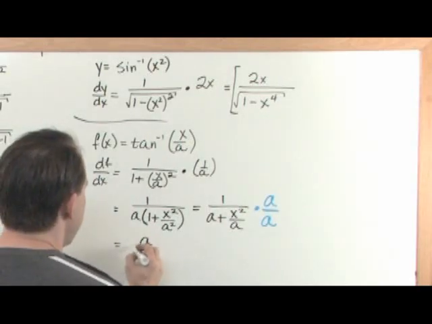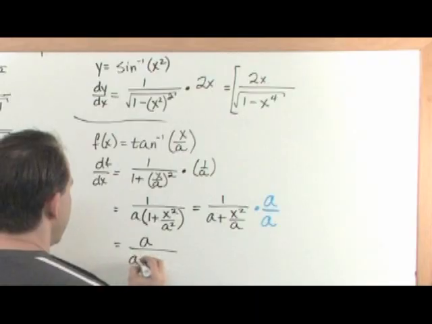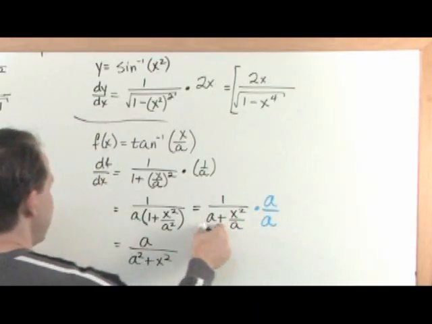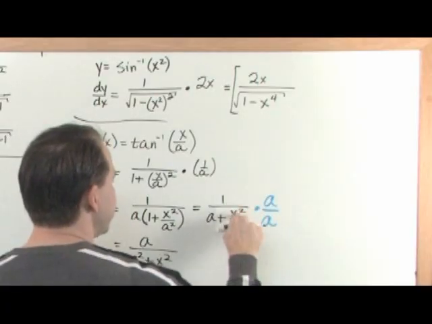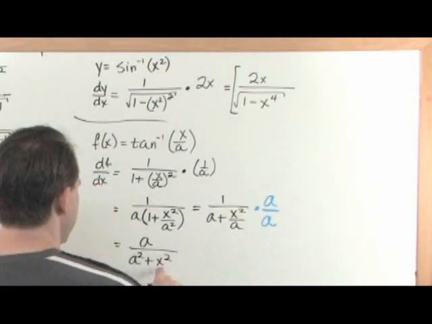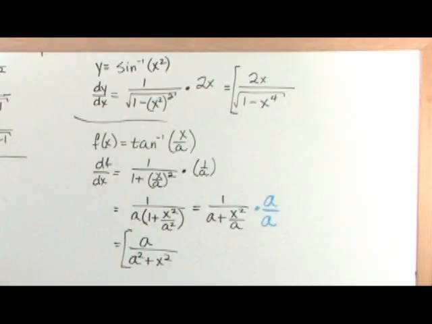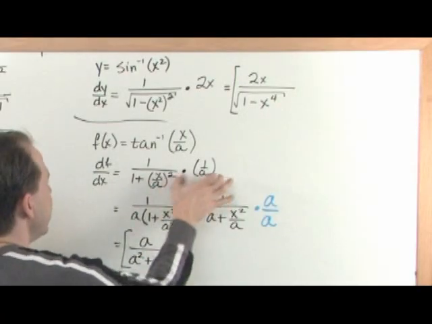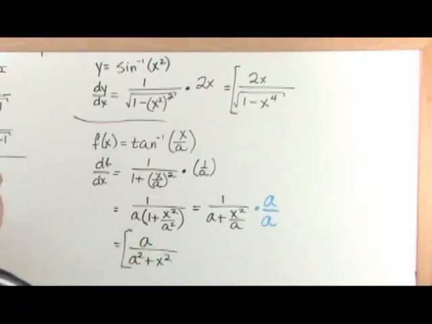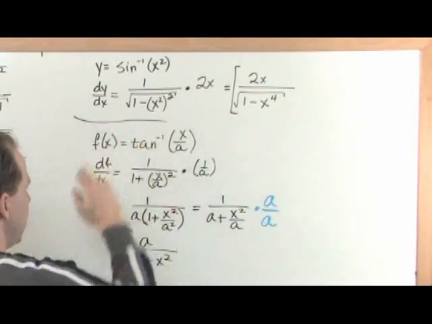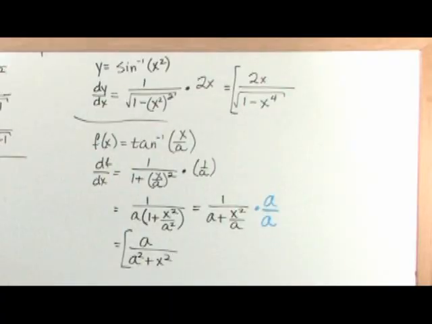So on the top I'll have a, and on the bottom I'll have a squared plus x squared. a times a gives me a squared. a times this fraction here, a cancels with it, gives me the x squared. So this is just a bunch of simplification, really and truly. The answer was up here. It's just that you're beating the fractions into a little bit simpler shape. So in your book, you might see something closer to this. In fact, all of those answers are really right. It's just a matter of how far you take the simplification.